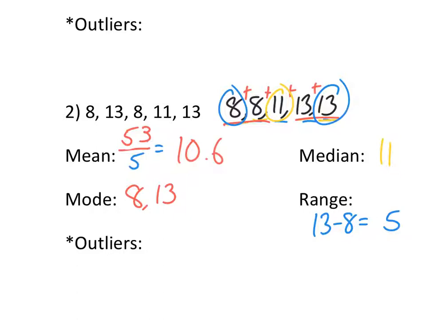Now for outliers on this one, these values are fairly close together. None of them are extreme, so there are going to be no outliers on this one.